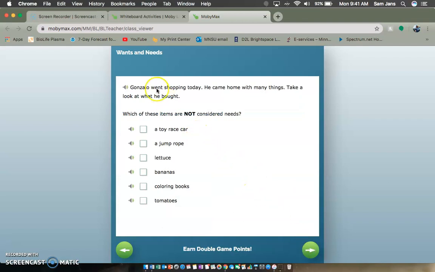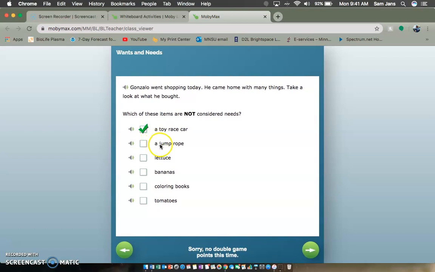So now we got one more question here. Gonzalo went shopping today. He came home with many things. Take a look at what he bought. So we're going to look at this list here, and we're going to choose which of these items is not considered needs. A toy race car. Does he need a toy race car to survive? Probably not, so that's not going to be considered a need.